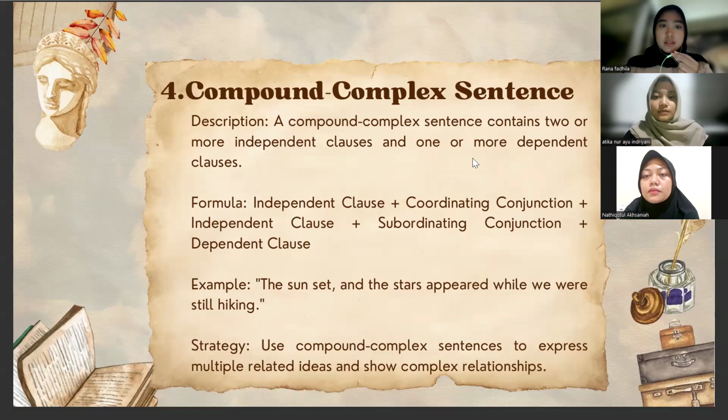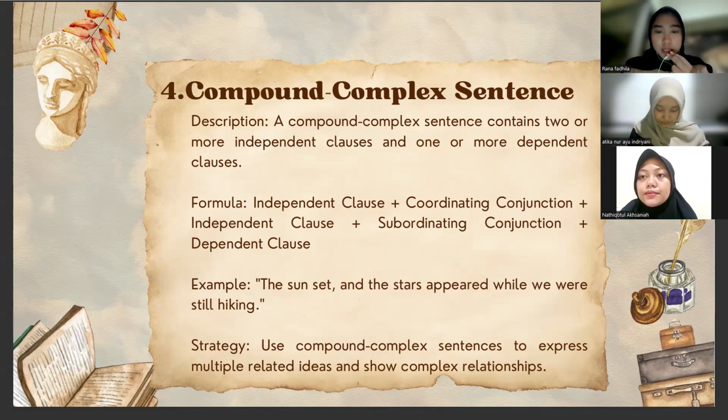Compound-complex sentence. A compound-complex sentence contains two or more independent clauses and one or more dependent clauses. So the formula is independent clause, coordinating conjunction, independent clause, and dependent clause. It contains two independent clauses and one dependent clause, with a coordinating conjunction and a subordinating conjunction. What kind of coordinating conjunction? We can remember them with FANBOYS: for, and, nor, but, or, yet, and so. The example is: the sun set and the stars appeared while we were still hiking.